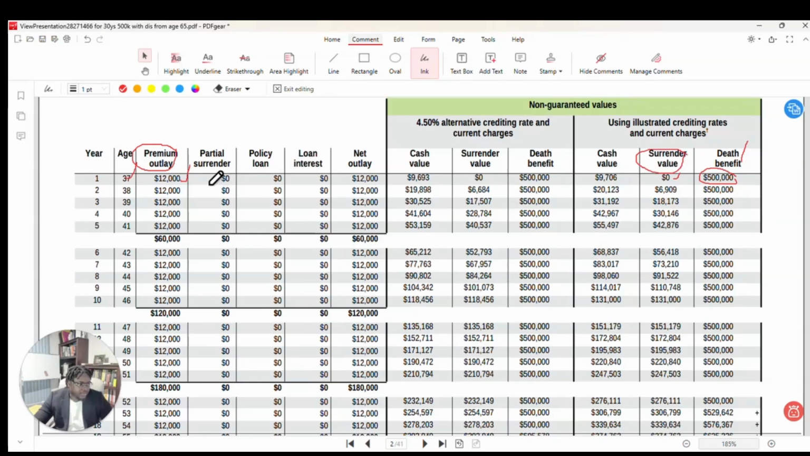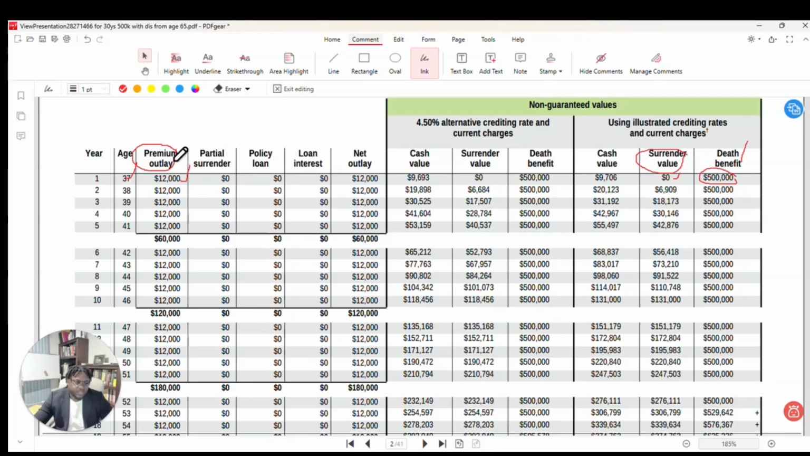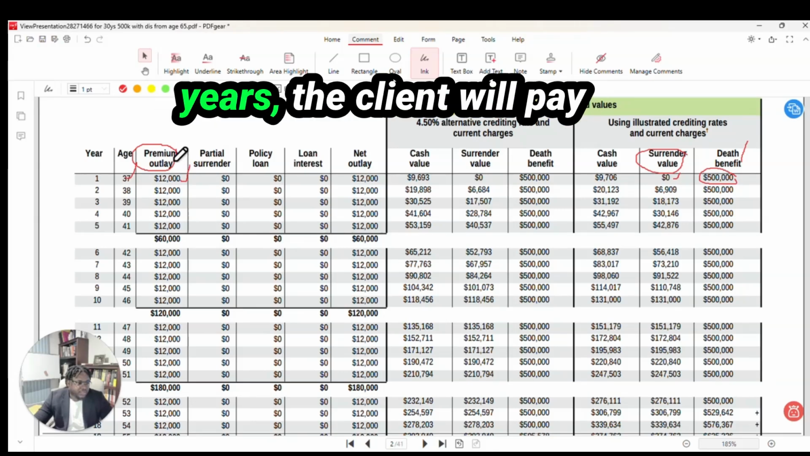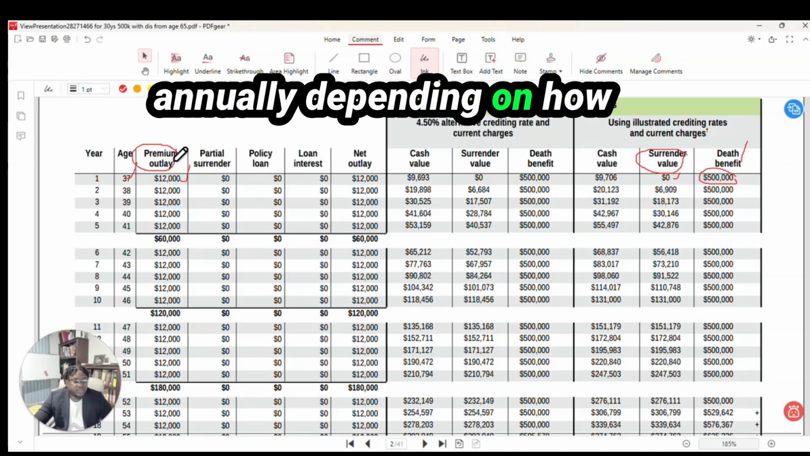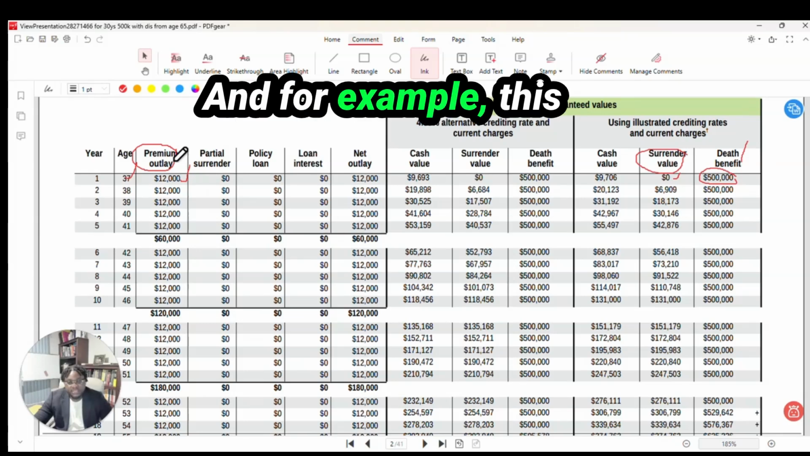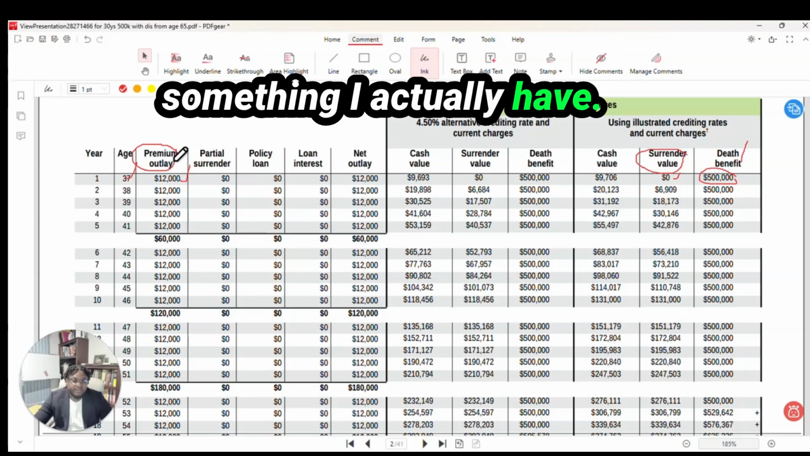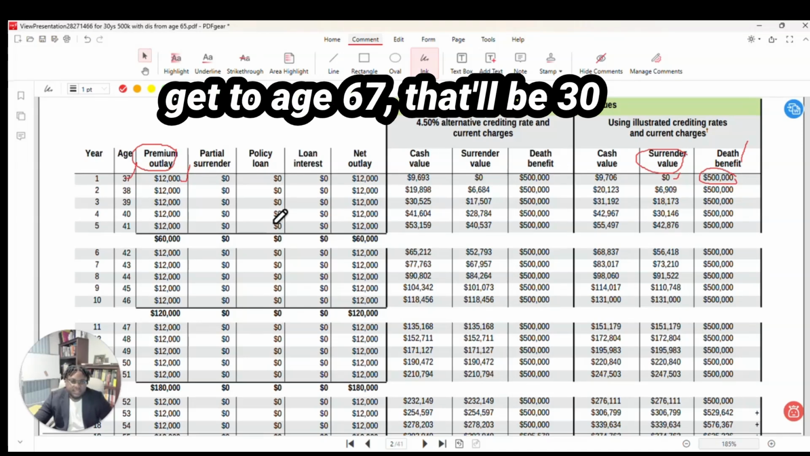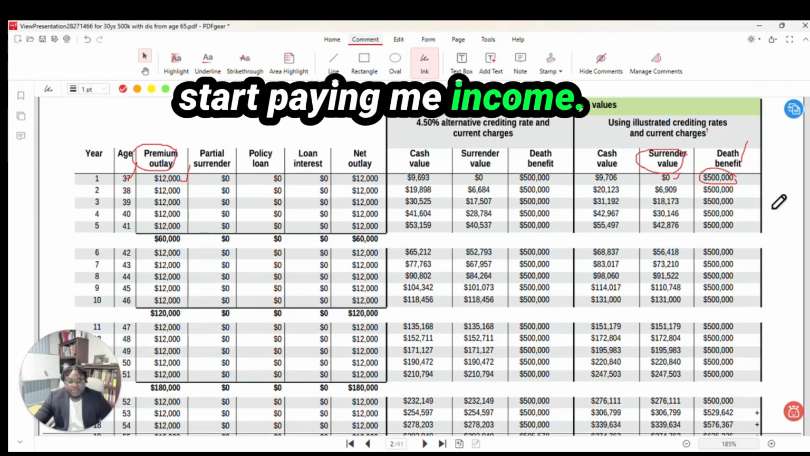Now, the premium for this policy is $12,000. The policy will be funded for 30 years. And for those 30 years, the client will pay $1,000 every month, or $12,000 annually, depending on how the client wants to pay. For example, this policy I structured for me, and this is something I actually have. So I pay $1,000 every month for this policy. And by the time I get to age 67, that will be 30 years, I'll stop funding the policy, and the policy will start paying me income.